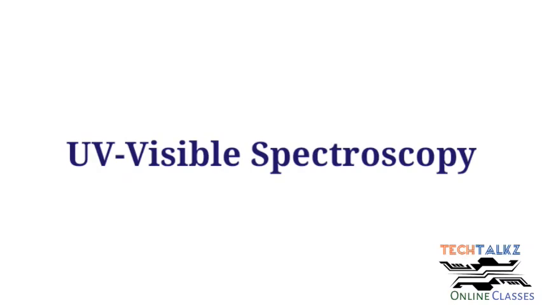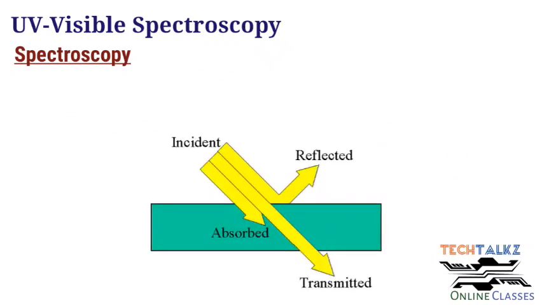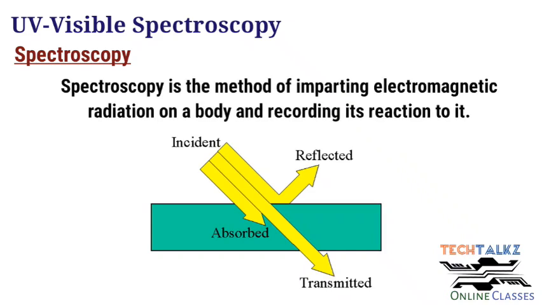Dear students, in this class we will discuss UV visible spectroscopy. So what do you mean by spectroscopy? Consider you have a sample. If you pass light rays to the subject, there can be reflection, transmission or absorption. Spectroscopy is the study of the interaction of light with matter or with our specimen. There are different types of spectroscopy techniques, and today we are going to discuss UV visible spectroscopy.